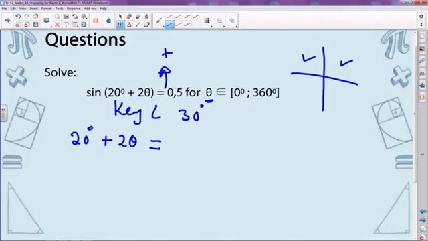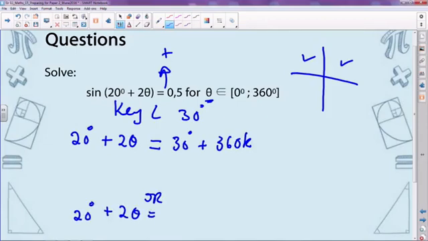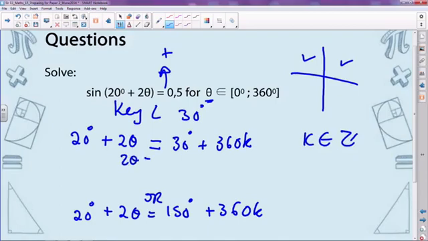So positive in the first quadrant, so it's 0 plus 30, so that's 30 plus, remember our period of sine is 360, so that's 360 degrees times k. Or you have your 20 degrees plus 2 theta is, second quadrant is 180 minus 30, that's 150 degrees plus your 360 times k, and your k is an element of any integer. Then you simplify, you get your 2 theta is 30 minus 20, that's 10, plus 360 k. What happens next? You make sure that your theta is a subject of the formula. Then you've got your theta is 5 degrees plus 180 times k. What has happened here? I've divided by 2 throughout.